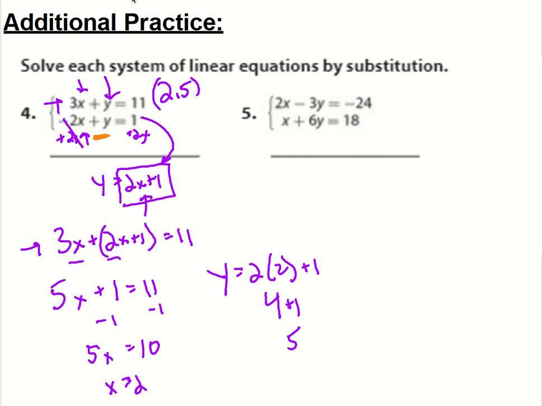Here's your last one that I want you to try. Pause it, see how you do. I'm not going to give you a hint on how to start this one. Pause it, try it, see how you do, okay? And then you can unpause it for the solution.